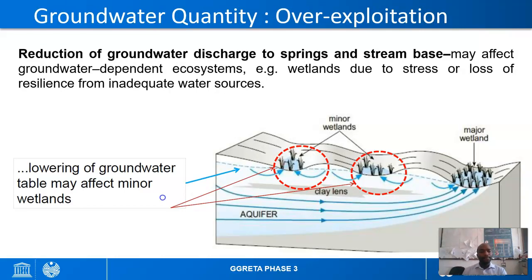Right, so with increased abstraction and pumping activities, as we saw, this tends to have an effect in terms of groundwater discharge to wetlands as well. So the reduction of groundwater discharge to springs and the stream base may obviously lead to dwindling levels in the water table, and this tends to stress the wetland, therefore causing some sort of loss in terms of resilience in these kinds of wetlands.